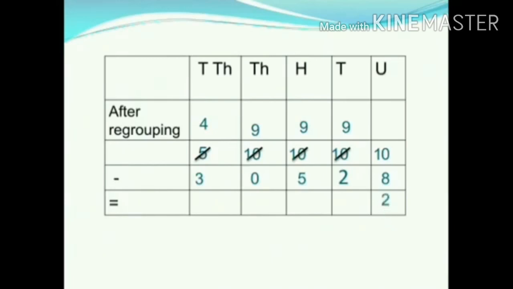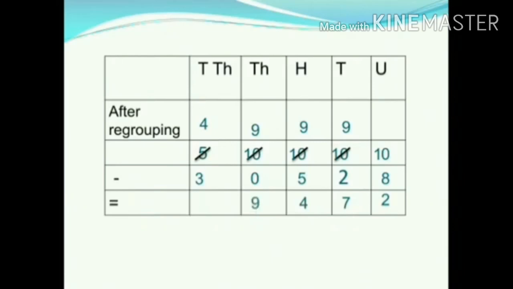Next we should subtract tens place digits. They are 9 and 2. 9 minus 2 equals to 7. Write 7 in tens place. Next we should subtract hundreds place digits. They are 9 and 5. 9 minus 5 equal to 4. Write 4 in hundreds place. Now we should subtract thousands place digits. They are 9 and 0. 9 minus 0 equal to 9. Write 9 in thousands place.